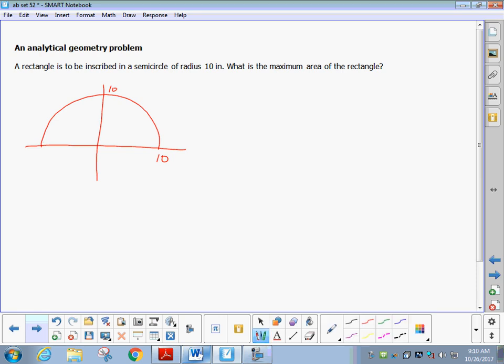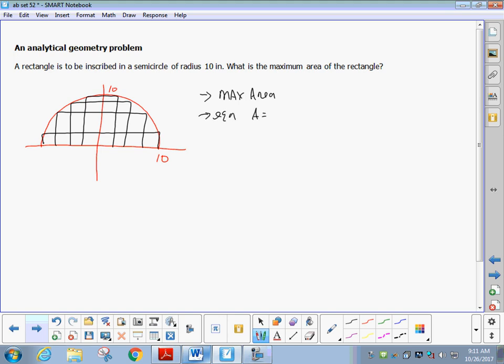Well, here's the idea. The rectangle could be here, or here, or here, or here. All those are different possible rectangle configurations, but they don't all have the same area. There is a best rectangle that maximizes the area of the rectangle. What is it? All right, so the process is to ask what you're trying to optimize. Area, maximize area. Then get an equation. What's an equation for the area?